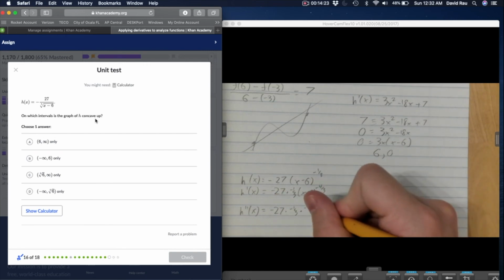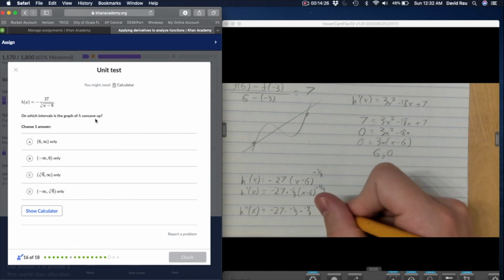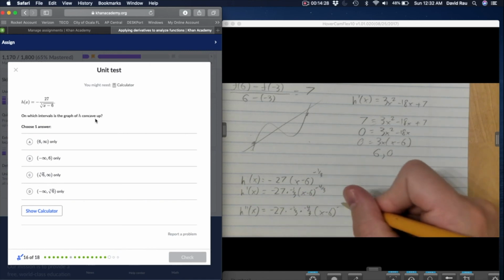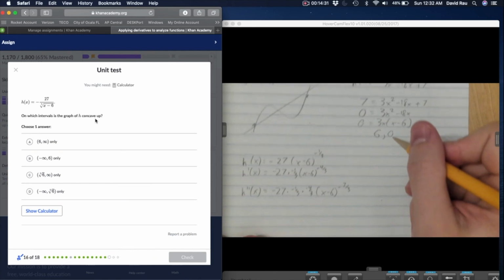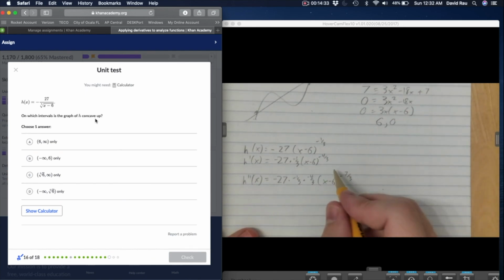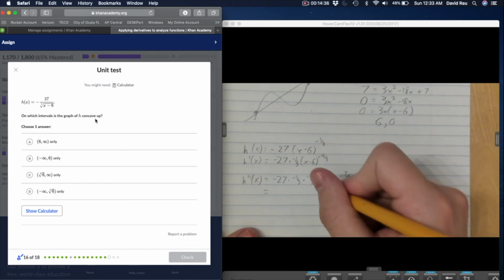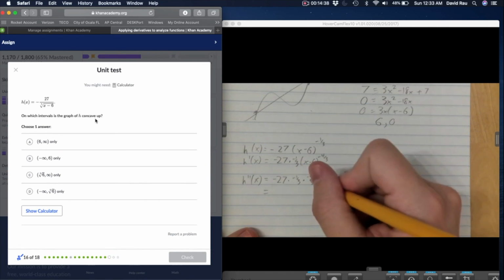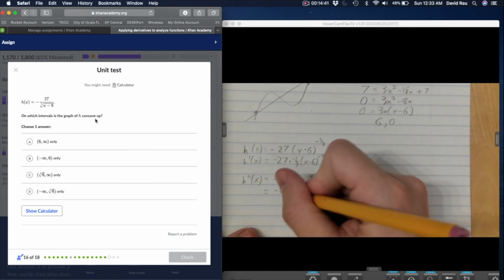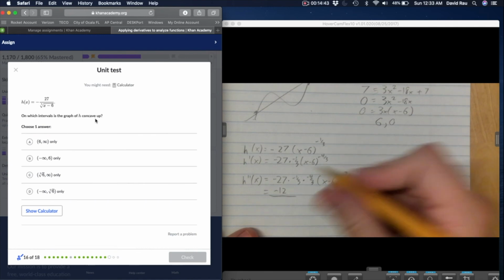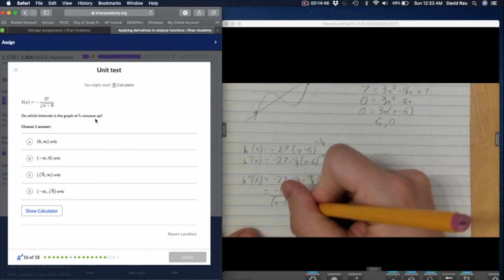Now I have to multiply a negative 4 over 3, bring that down. Subtract it by 1 again. Now I have negative 7 over 3. And let's see here. The question is, where's this concave up? Let me simplify this here. This whole thing is going to be negative 12 divided by x minus 6 to the 7/3.